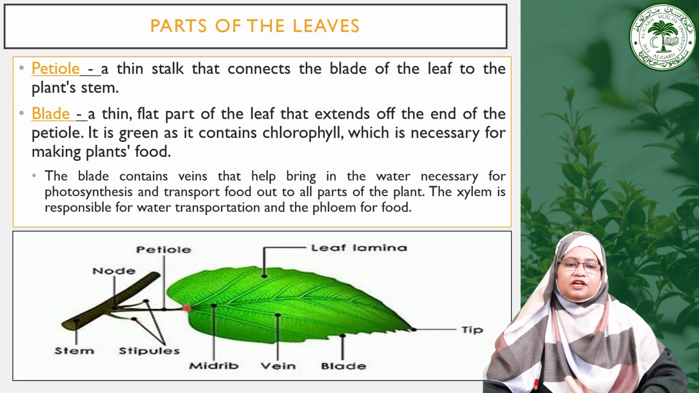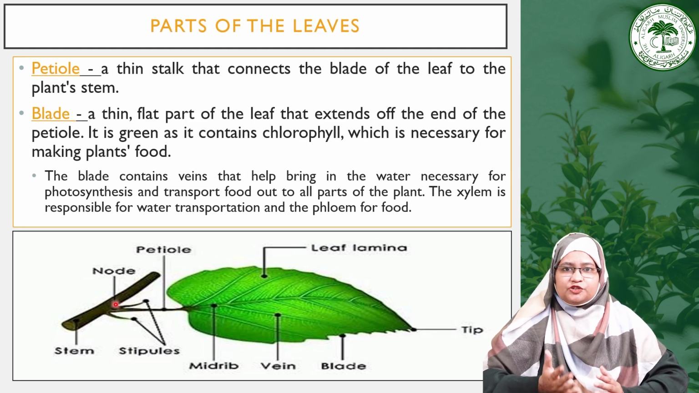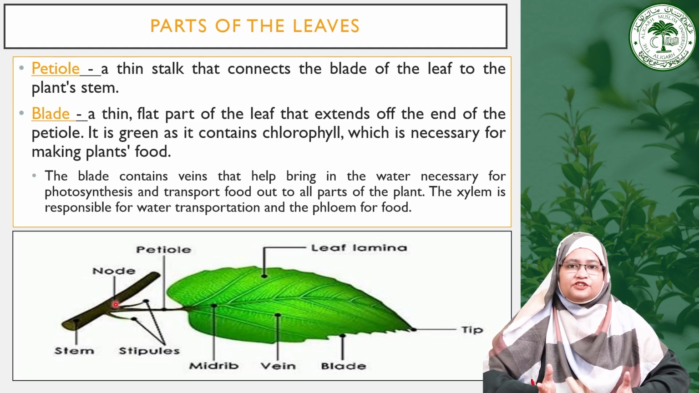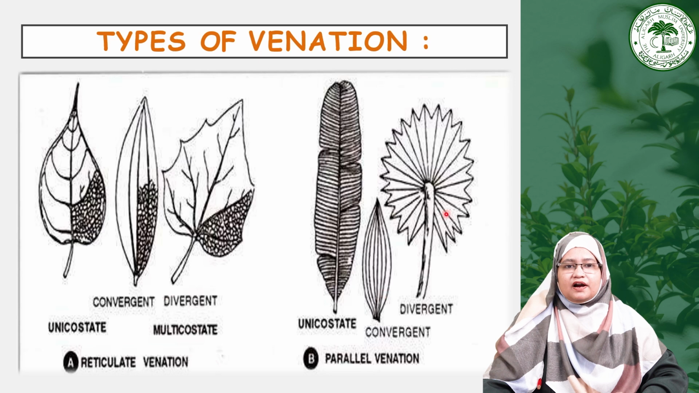Stipules arise from the base of the leaf. If stipules are present, then the leaf is called stipulate, and if the stipules are absent at the leaf base, then the leaf is termed exstipulate. So, this leaf is stipulate and petiolate with a blade. You can see the leaf is simple type with a serrate margin, an acute apex, and reticulate type of venation. So, these are the parts of the leaf.